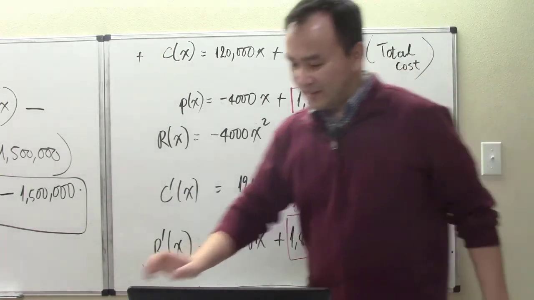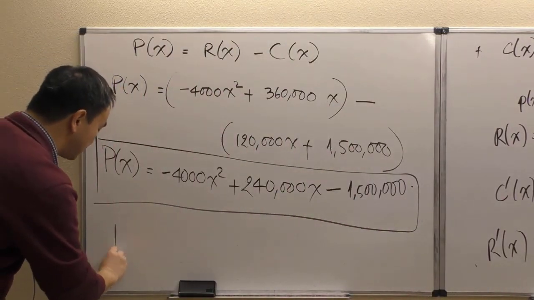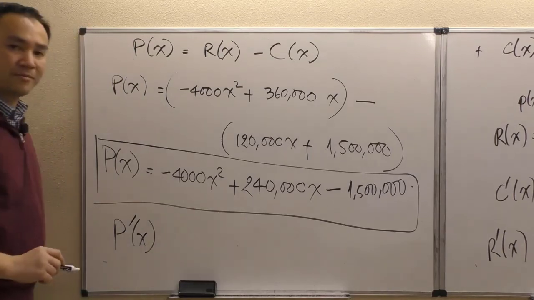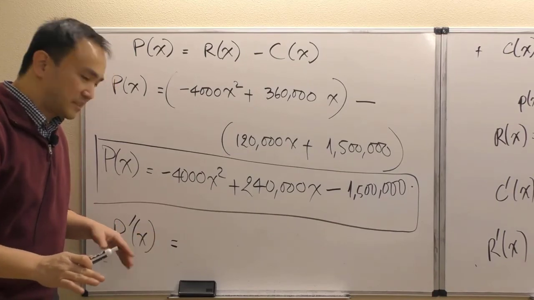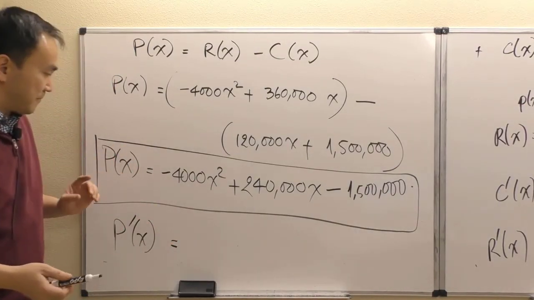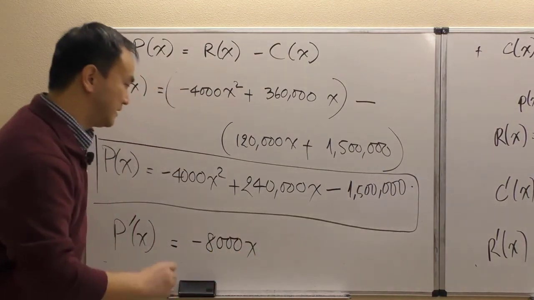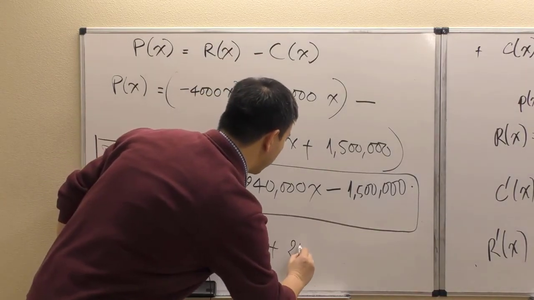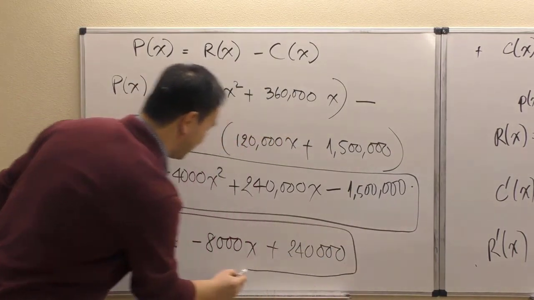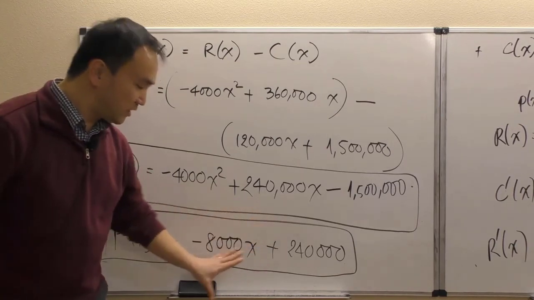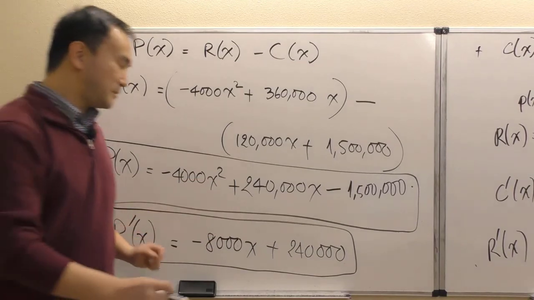So just like that, for our profits, we can also find P prime of x. And P prime of x here, strictly as a mathematical problem, is the derivative of P. So minus 8,000x plus 240,000, and that's our P prime. Now let's look at what it tells us right here. This is going to be the marginal profit function.